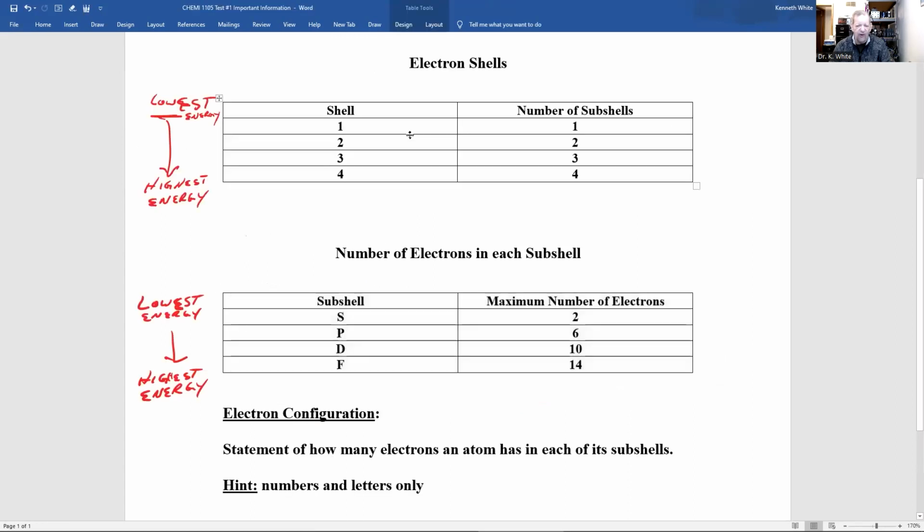Now, if we look at shell 1, it only has 1 subshell. I filled it up because any s can only take 2 electrons, and I need to account for 3. So what do I do? Well, I filled up shell 1, so I'll now go to shell 2. Shell 2 has 2 subshells. You always start filling electrons at the lowest energy, and that would be the s subshell of shell 2, or 2s.